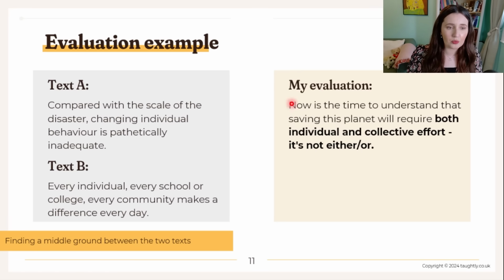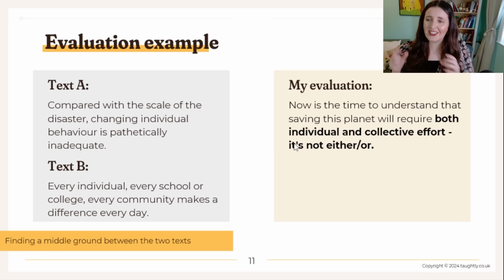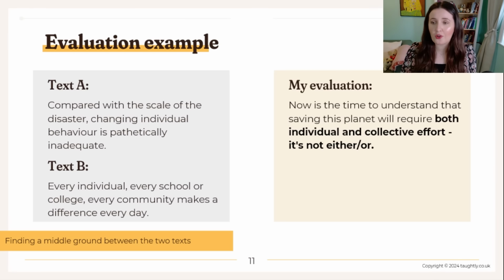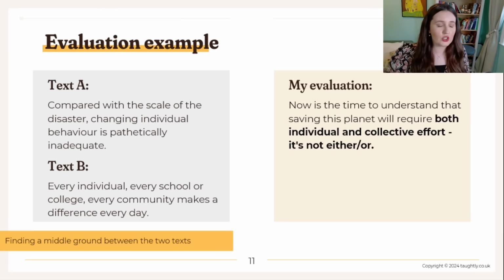So my evaluation was, now is the time to understand that saving the planet will require both individual and collective effort. It's not either or. It's not simply down to individuals and it's not simply down to governments. Both. We need to do both. If the scale of the problem is so big, then I need to stop using plastic bottles and my government needs to have laws put in place as well. So I found that middle ground and that kind of compromise in between the two texts, and that's what got me my evaluation.